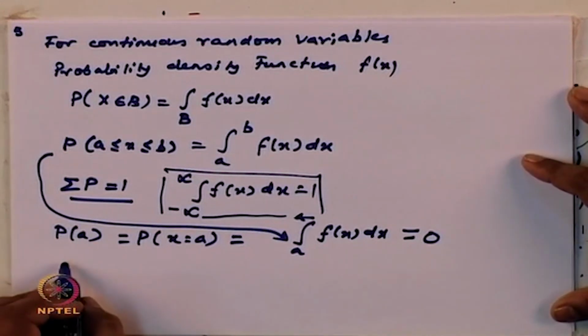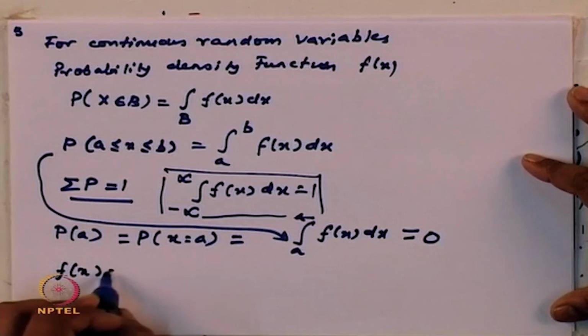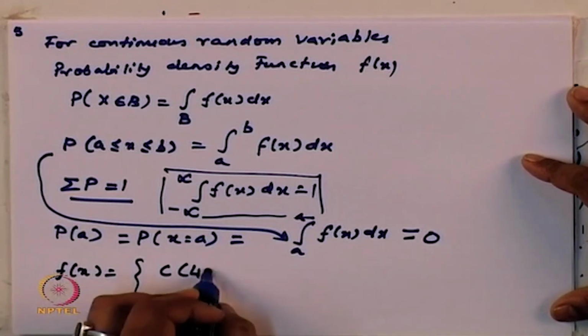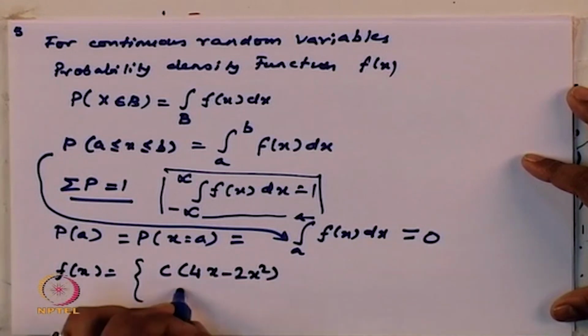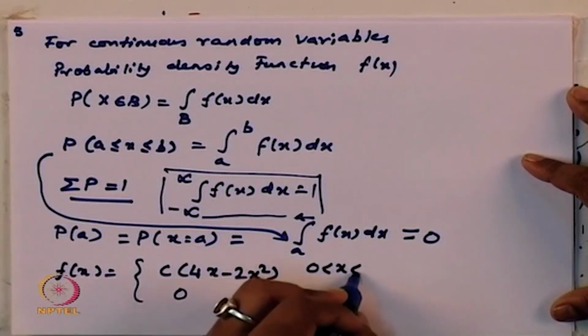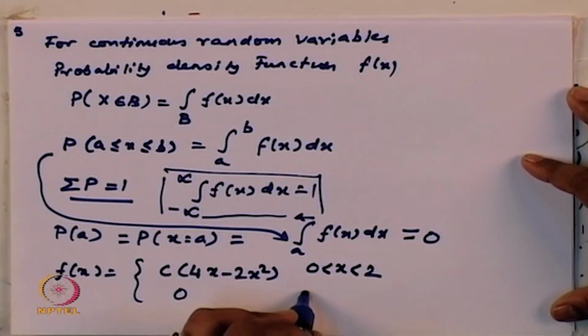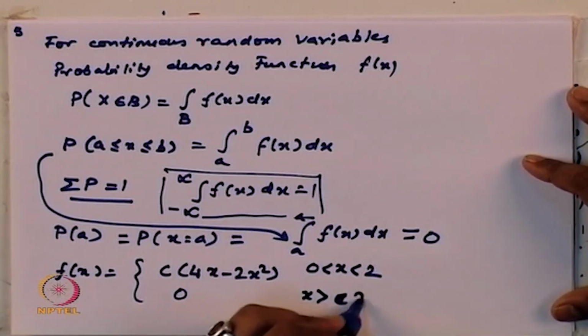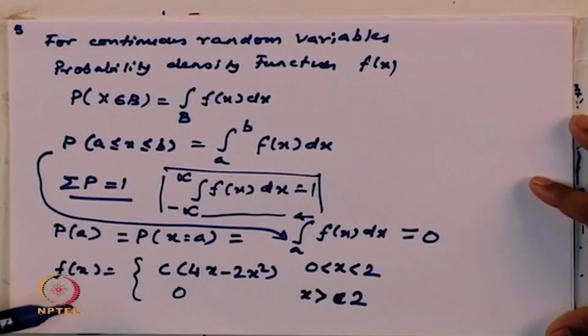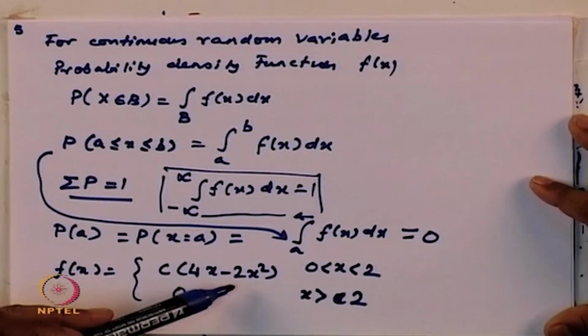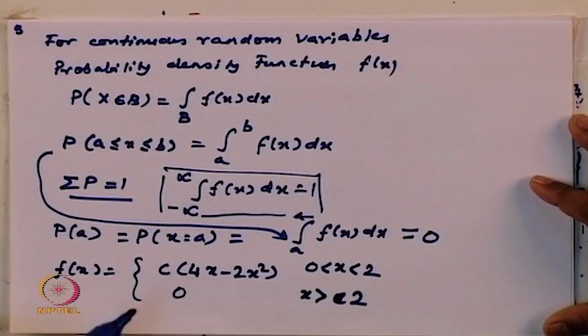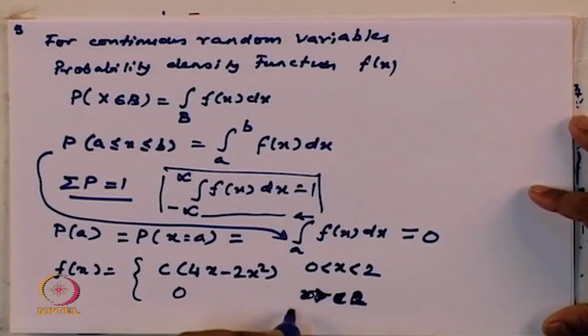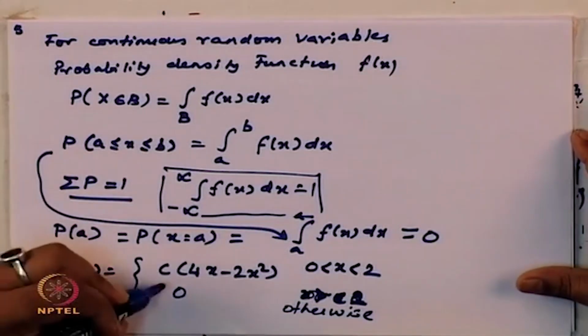So, let us assume you are given a probability density function f x defined as follows: f x is c times 4x minus 2x square for 0 less than x less than 2, and it is 0 otherwise. Okay. We can say 0 otherwise, because x can have both positive and negative values. Okay. We want to calculate what is the value of c.